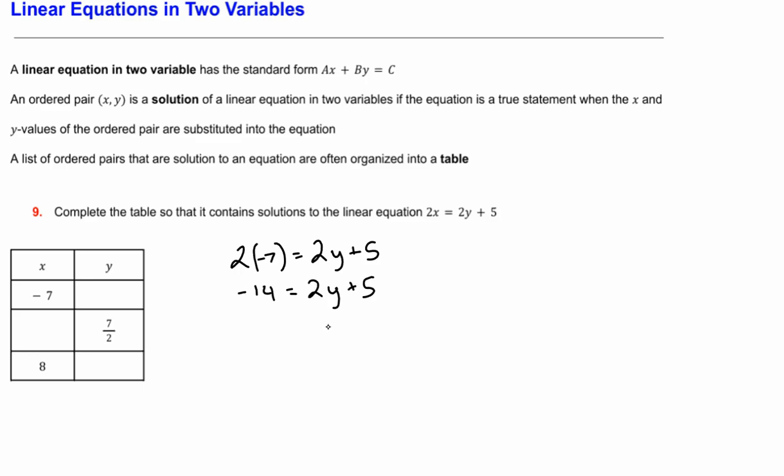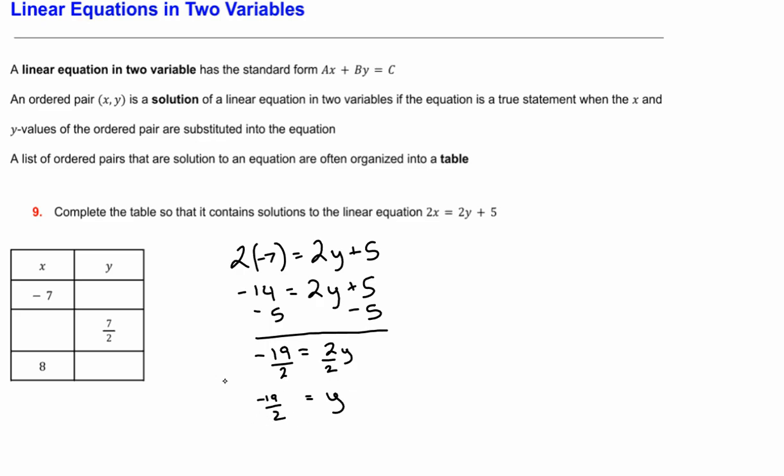We know we always want to balance our equations, so I'm going to try to isolate this y, and I'll subtract a 5 from both sides. And this gets me negative 19 equals 2y. And then I can divide both sides by 2 and find out that y is equal to negative 19 halves. Now, that might not be the best number.